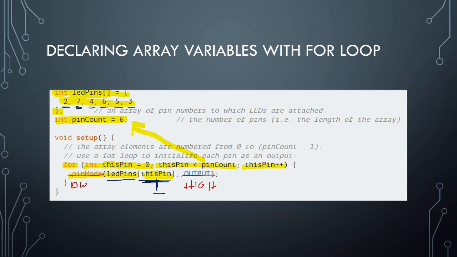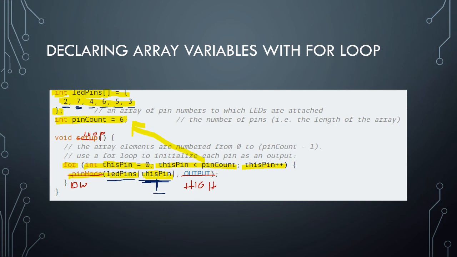And so this would be the exact same case. Of course, this would be in a void loop. And so what this would do, imagine if you had all of these LEDs in a row, is it would turn them on in order 2, 7, 4, 6, 5. I'm not sure why you would have them connected that way.